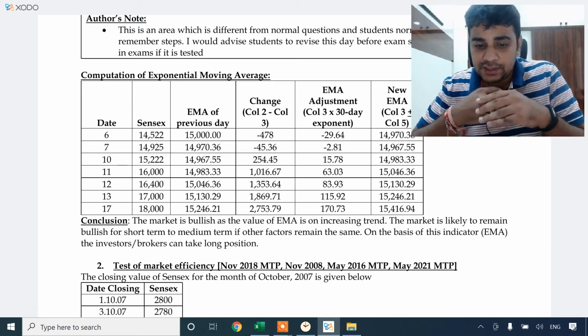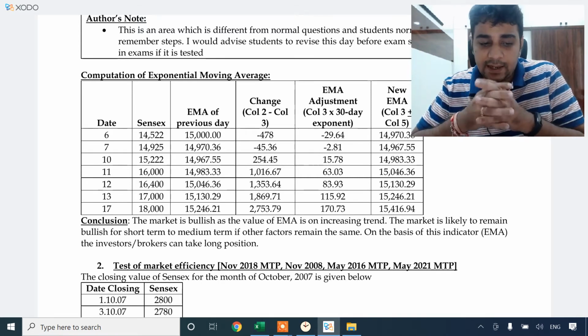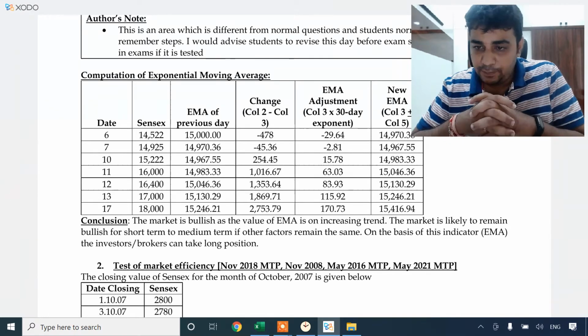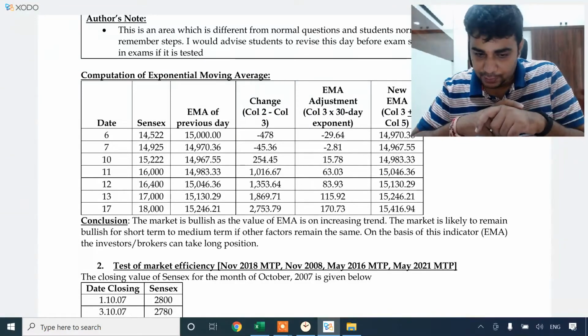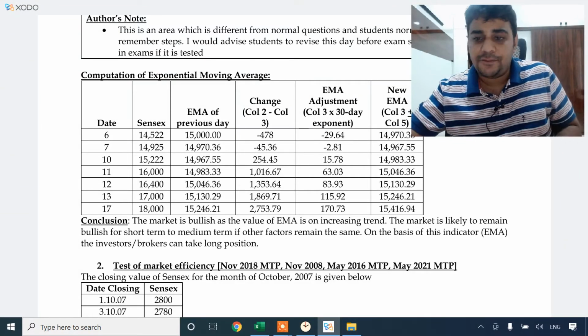The market is bullish as the value of the EMA is on an increasing trend. The market is likely to remain bullish for the short term to medium term. So this is on the exponential moving average computation. The next is on the test of market efficiency.